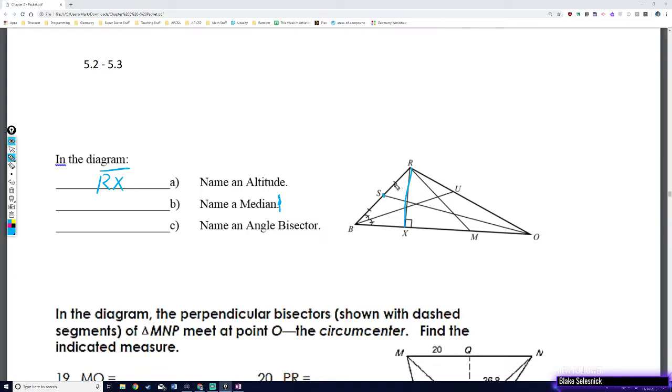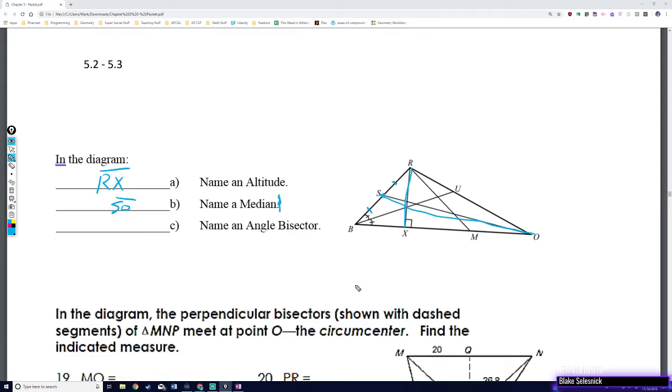Oh, is S a midpoint? Yeah, S is marked as a midpoint. Does a line from S go to the opposite vertex? Uh-huh. So, SO. There you go. You bet your sweet angle side it does, guys. Okay. All right.